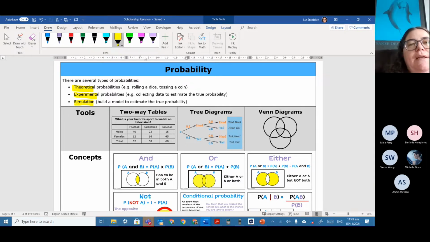Simulation. Simulation is when you build a model. And they've been doing a lot of that with the COVID stuff, where they simulate, they approximate the situation and use a number of different tools to estimate what would happen as a result. And so those are the three ways. So when we talk about probabilities, those are the three types that we can talk about.